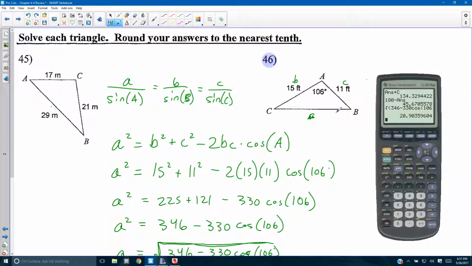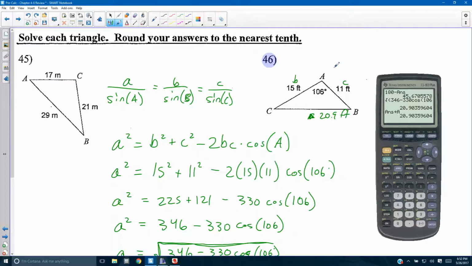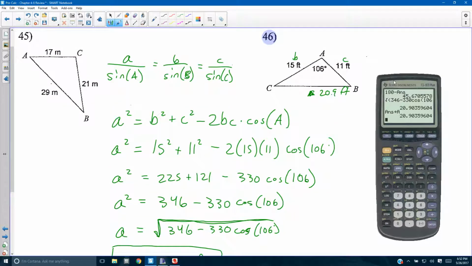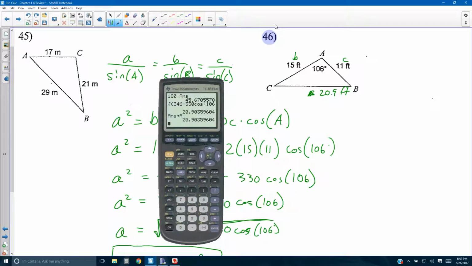This was about 20.9 feet here. Now I can use this value here to solve for angles B and C. I'm going to store this thing into A here because I'm going to be using it later. Again, whenever you get rounded answers, try your best, very much try your best to not use the rounded answer for future calculations. For example, let's say we find side length or angle C next here.